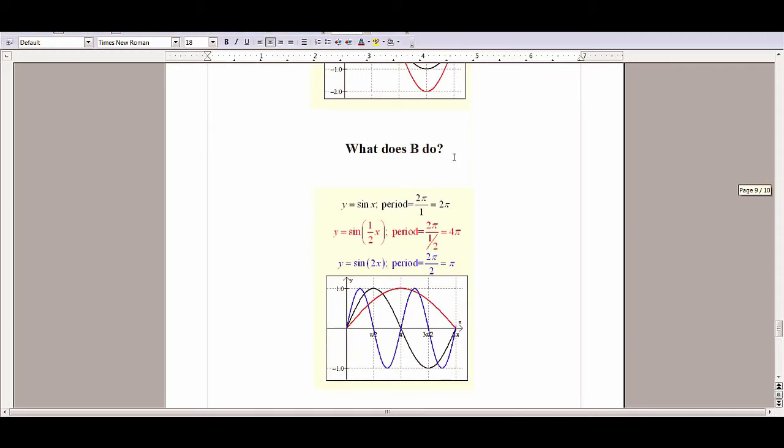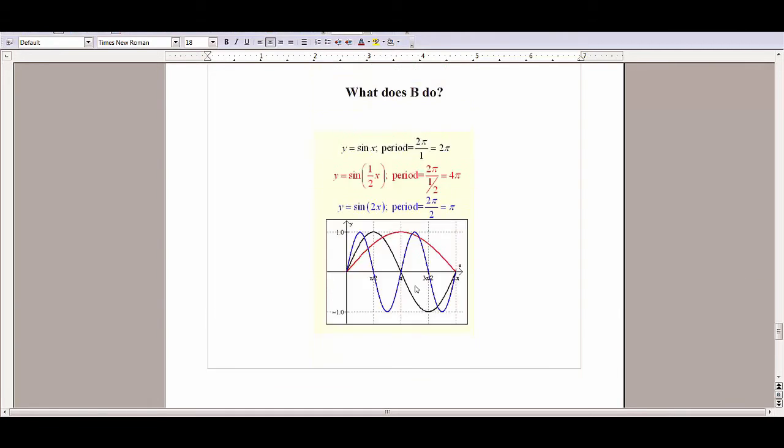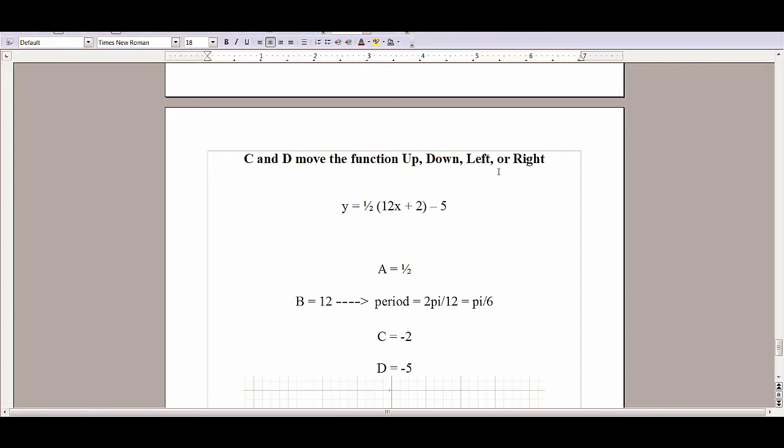So what does B do now? Now this one's a little tricky. So the smaller it is, actually the longer it gets, and that's because the period is what's being changed. So 2 pi divided by 1/2 is going to be a bigger number than 2 pi divided by 2. So 1/2 is going to be bigger than 2. C and D just move the function up, down, left, or right, or whatever.